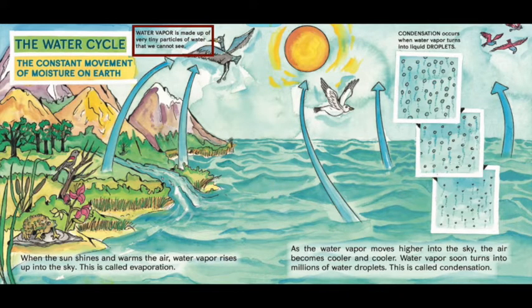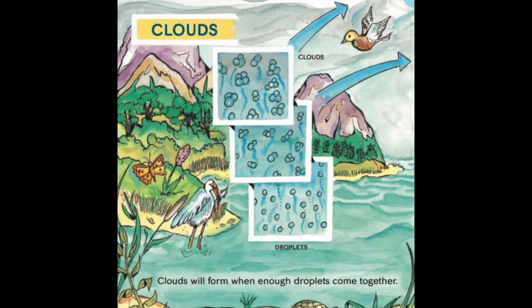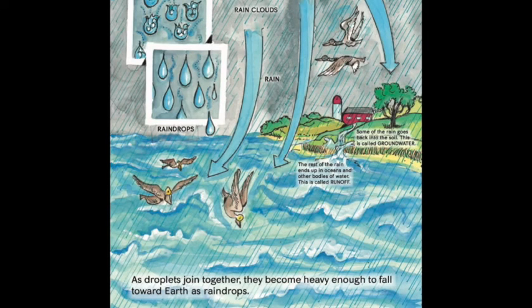There's the water vapor. Water vapor is made up of very tiny particles of water that we cannot see. And then condensation. Condensation occurs when water vapor turns into little liquid droplets. Clouds will form when enough droplets come together. As droplets join together, they become heavy enough to fall toward Earth as raindrops.